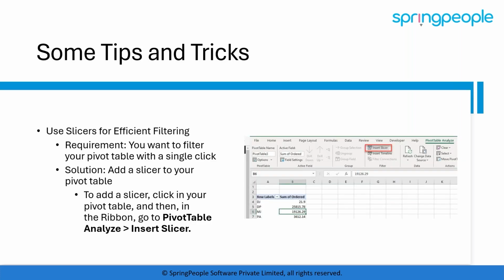Now, some of the tips and tricks that I have put up here, there are a lot of them. I have mentioned only a few of them. One of them is adding a slicer. What happens usually is that you don't want to go to the report filter and make a change. You would rather make a change through one of the other columns. Let's take a small example here.